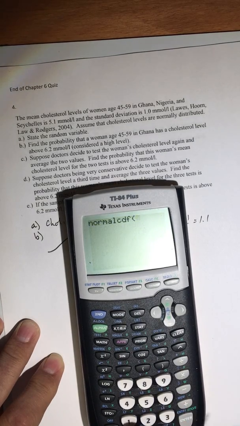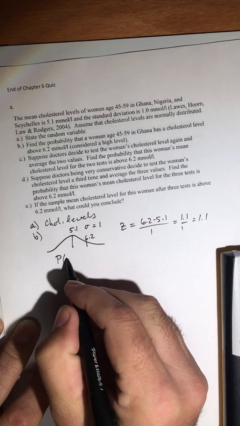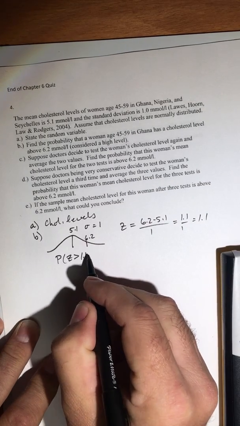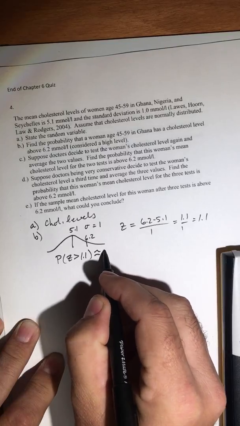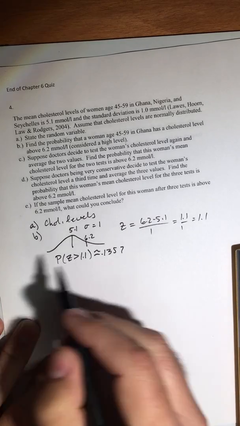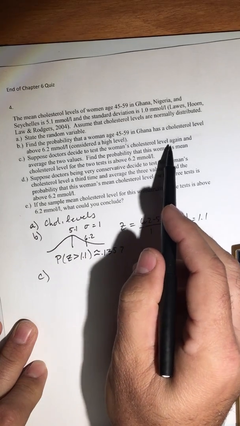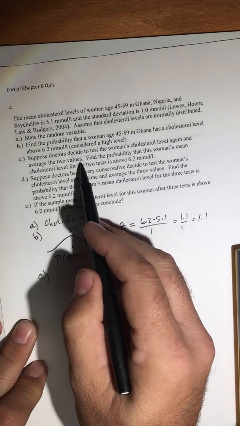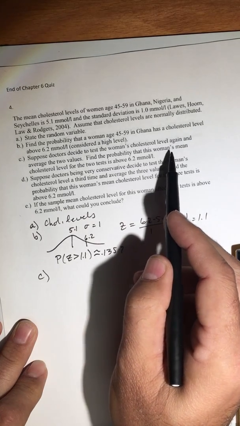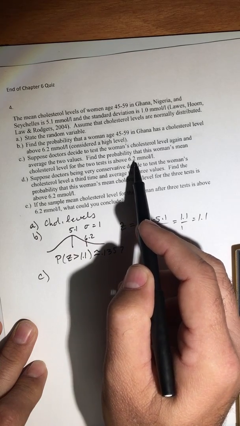So we're going to do a normal distribution. Normal CDF from 1.1 up to infinity, and we get 0.1356. So the probability that our z-score is as big as 1.1 is approximately 0.1357, or 13.5%. Suppose the doctors decided to test a woman's cholesterol level again and average the two values. Find the probability that this woman's mean cholesterol level for the two tests is above 6.2.